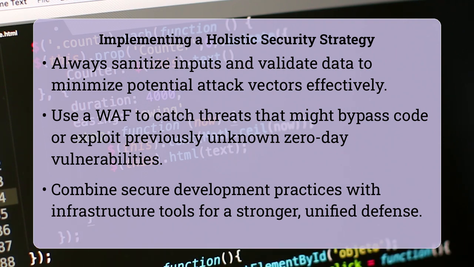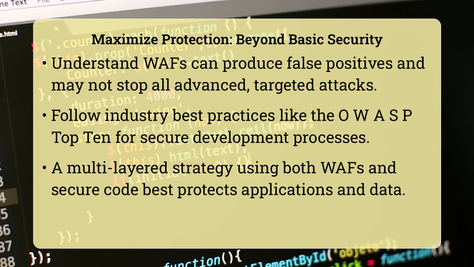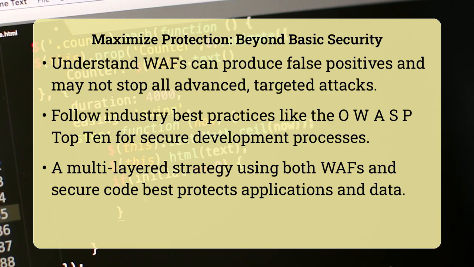Understanding the nuances of these tools is key. Web application firewalls can sometimes generate false positives, blocking legitimate traffic, or false negatives, allowing malicious requests through, especially if their rule sets are not well tuned. This highlights their reactive nature. Secure coding, guided by standards like the OWASP Top 10, offers a proactive stance, addressing the root causes of vulnerabilities.